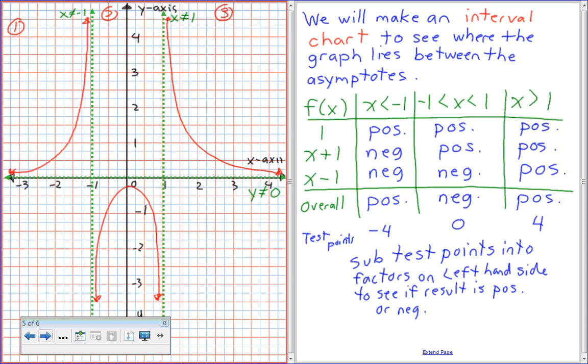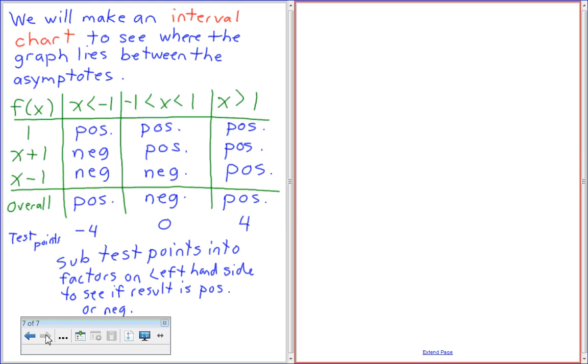Okay, domain and range. Domain and range you can do right away based on your asymptotes. What do the asymptotes say? Can somebody read out the asymptotes for me? X cannot equal 1, x cannot equal negative 1. Guess what my domain is? Domain is all values of x such that x cannot equal 1 and negative 1. That's good enough.